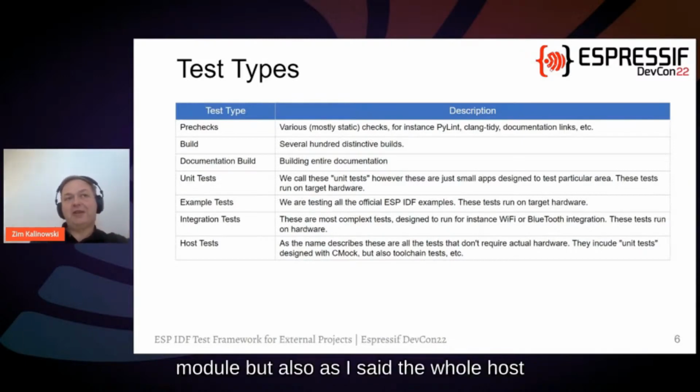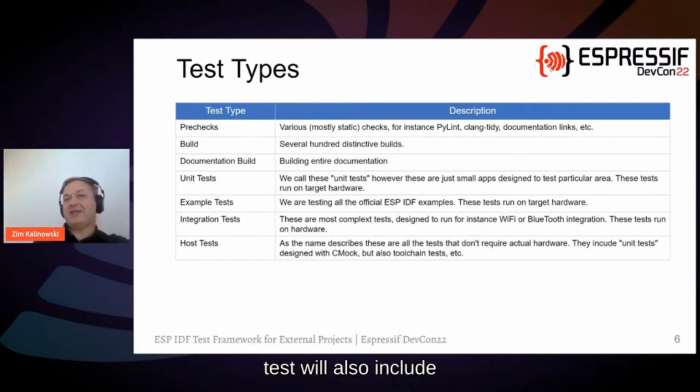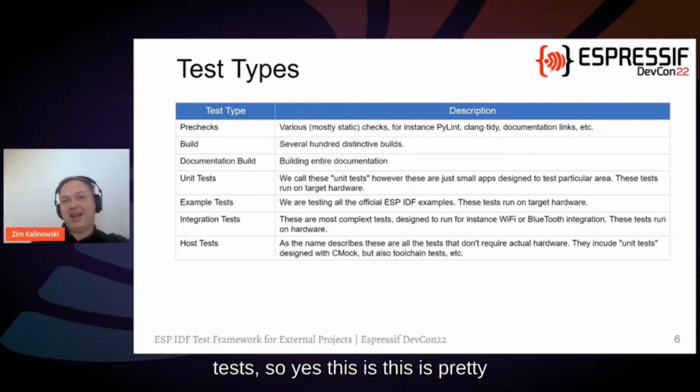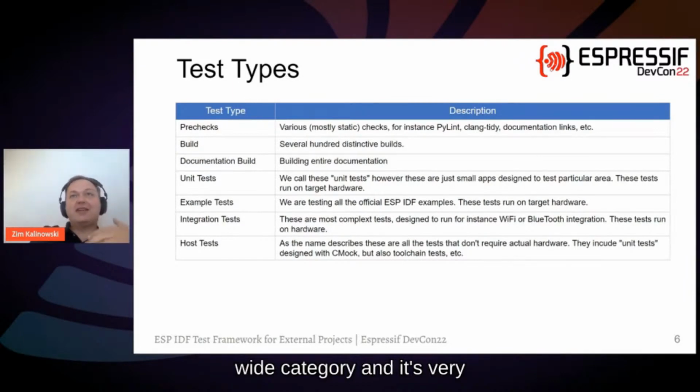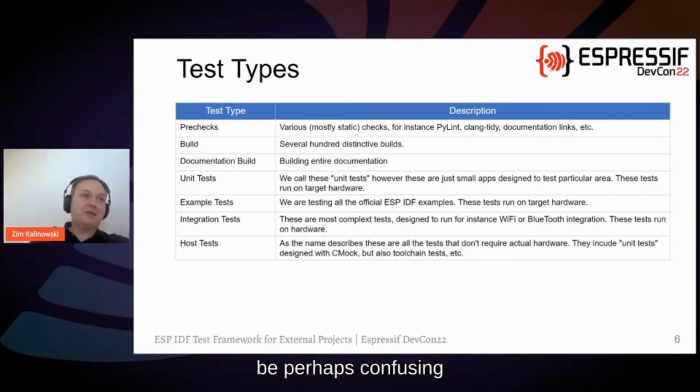But also, as I said, the host test category is pretty wide. So it will also include, for instance, toolchain tests and build tests. So yes, this is a pretty wide category, and it's very important to keep these naming conventions in mind. Without that, the rest of the presentation could perhaps be confusing.